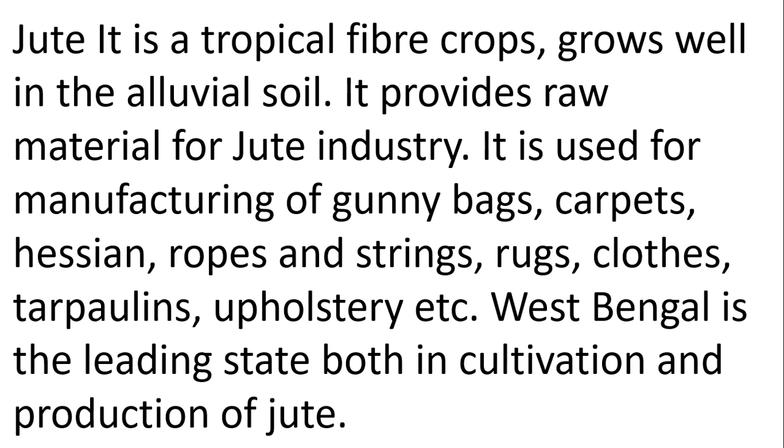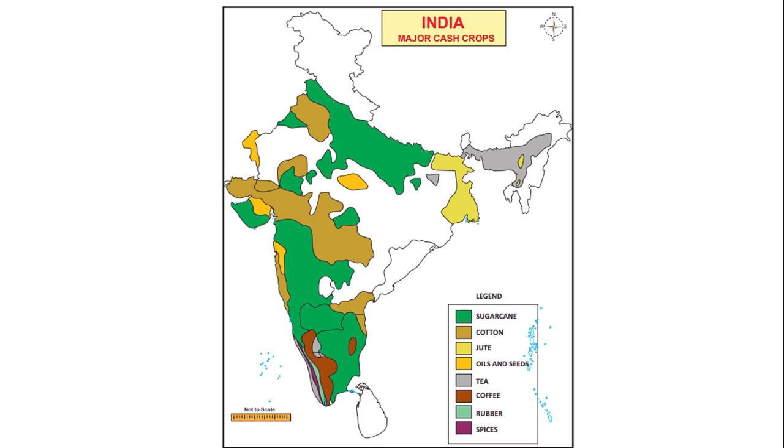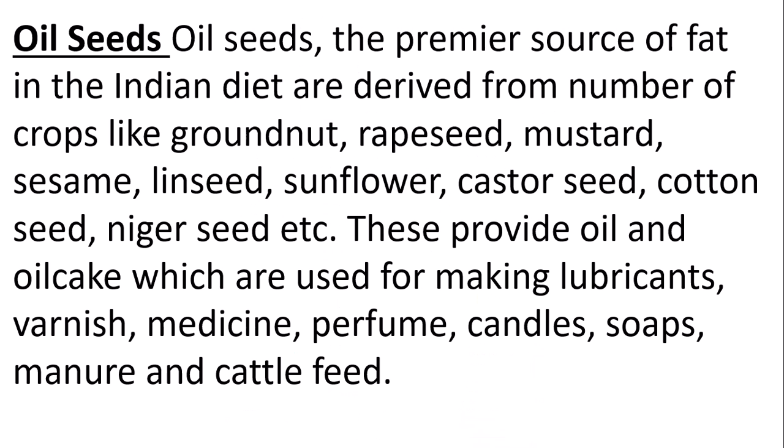Next let's learn about oil seeds. We prepare food with the help of oil. Oil seeds are the premier source of fat in the Indian diet and are derived from a number of crops. We find them in many states, especially Gujarat, which is India's largest oil seeds producing state. India is the second largest producer in the world after China.